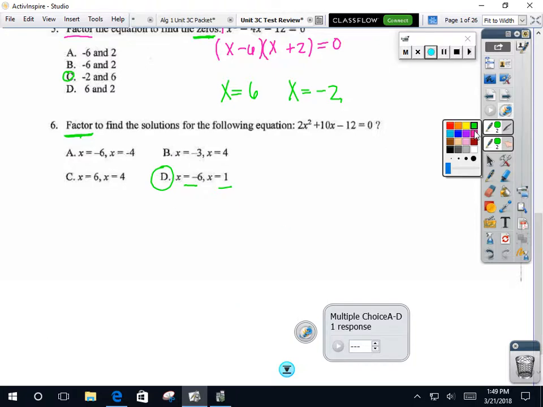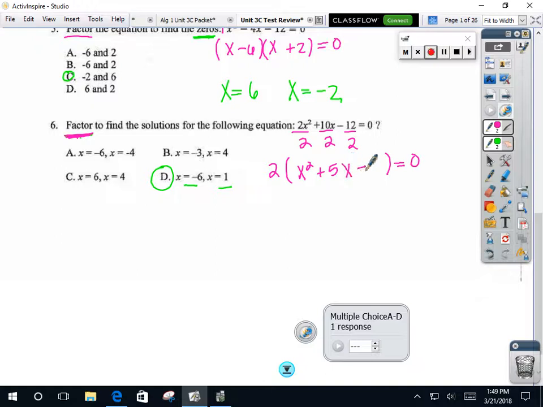Now, just for practice, I will show you how to actually factor it. When I look at this trinomial, I see that the a value is bigger than 1. It's 2. But I also notice that all 3 of these numbers are divisible by 2. So I divide it out, making it the what? The GCF. Then the trinomial that remains when I divide each term by 2 is x squared plus 5x minus 6.